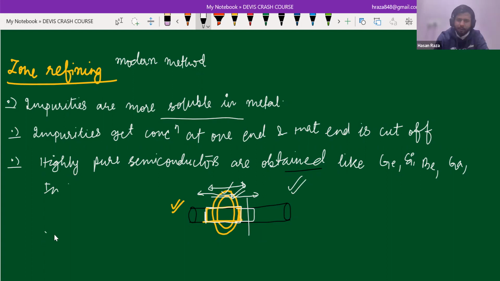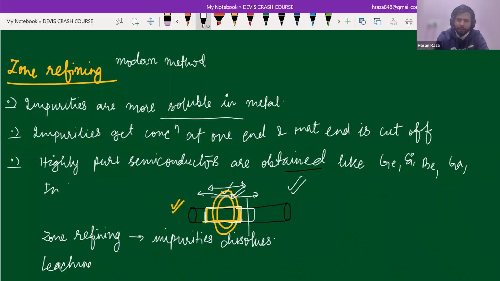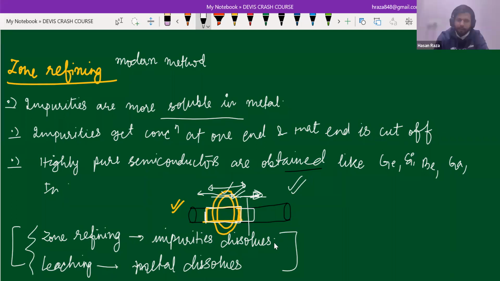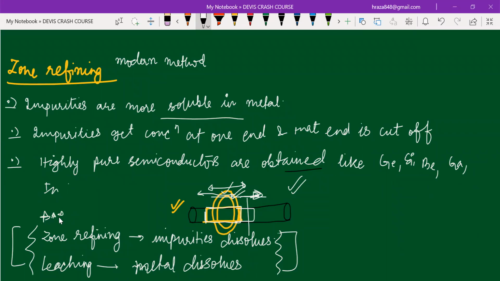So we can also write that in zone refining, impurities dissolve. And in leaching, this is the difference you need to take care of: in leaching, the metal dissolves. In leaching, we saw that the metal is more soluble than the impurities. But here in zone refining, impurities dissolve, and after moving it, when the impurities are at one end, we cut it, and the impurities get detached. So this is the difference between zone refining and leaching, which is very, very important. Please keep it in mind.